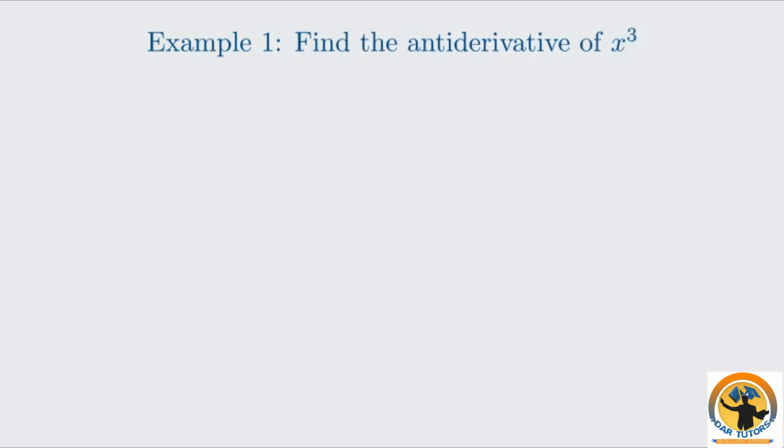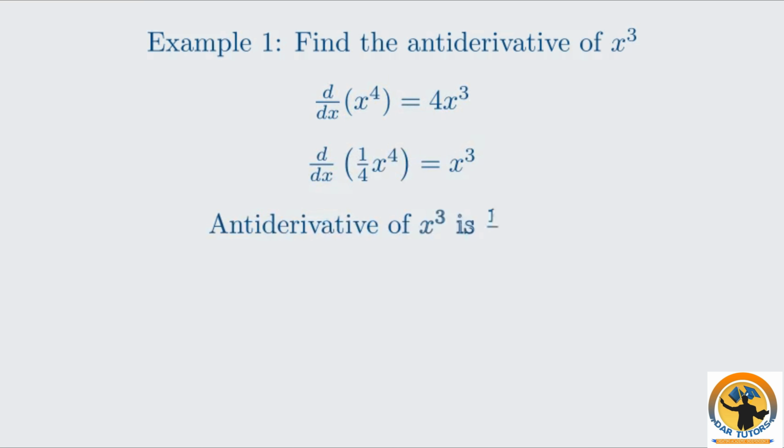Let's work through some examples to solidify this concept. We'll find the antiderivative of a few common functions. First, let's find the antiderivative of x cubed. We know that differentiating x to the power of 4 gives 4x cubed. To get x cubed, we need to divide by 4. So, the derivative of 1/4 x to the power of 4 is x cubed. Therefore, the antiderivative of x cubed is 1/4 x to the power of 4 plus our constant of integration, c.